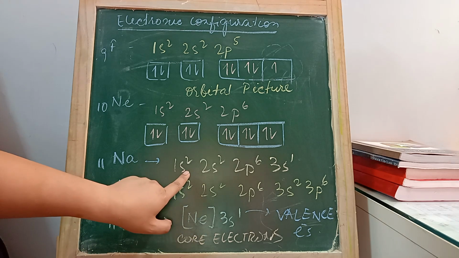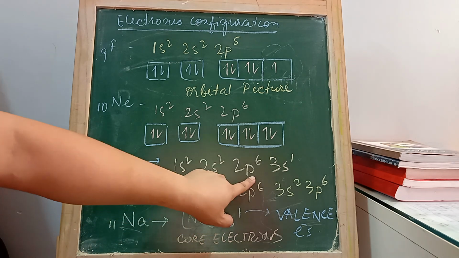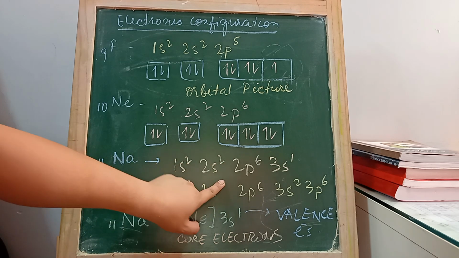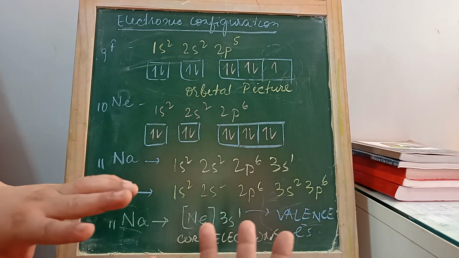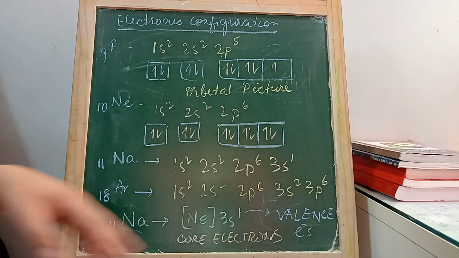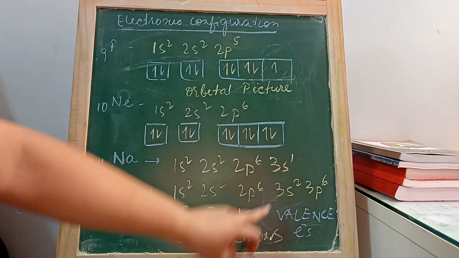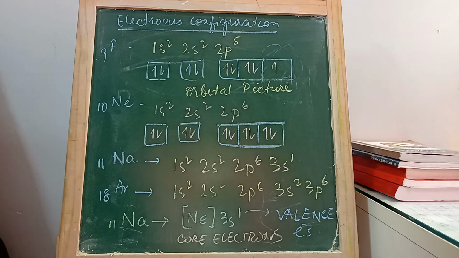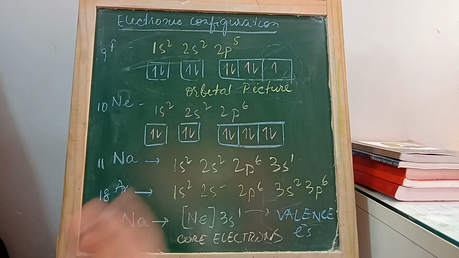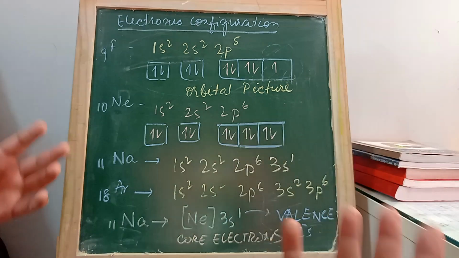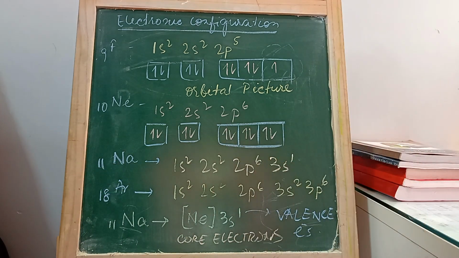So here these two subshells have principal quantum numbers 1 and 2. The subshell having the highest principal quantum number is this 3, and there is one electron. So this is known as a valence electron. The electrons that are present in the shell having the highest principal quantum number.